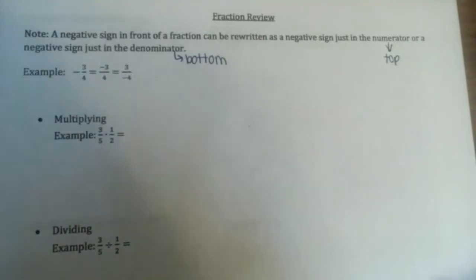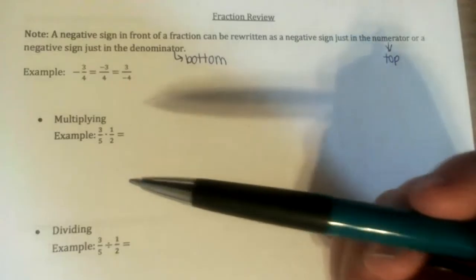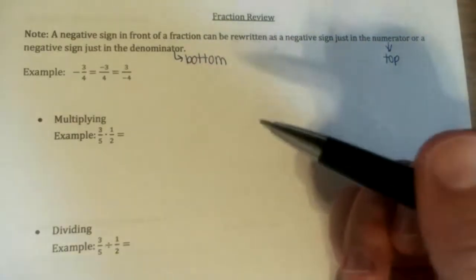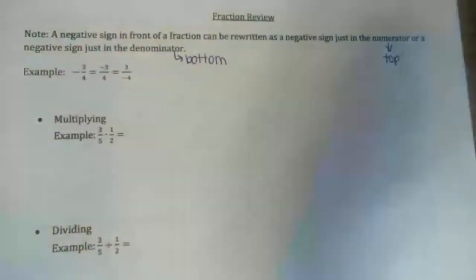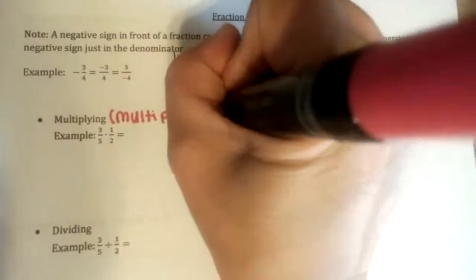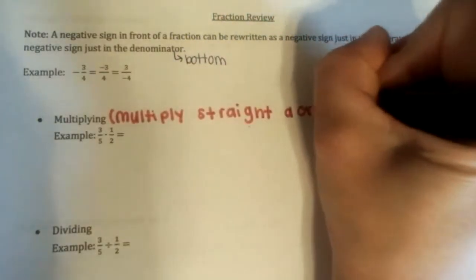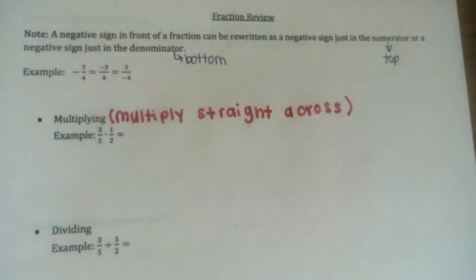All right, so let's multiply, for example, 3/5 times 1/2. We're going to multiply fractions by multiplying straight across. So what that means is top times top, bottom times bottom.